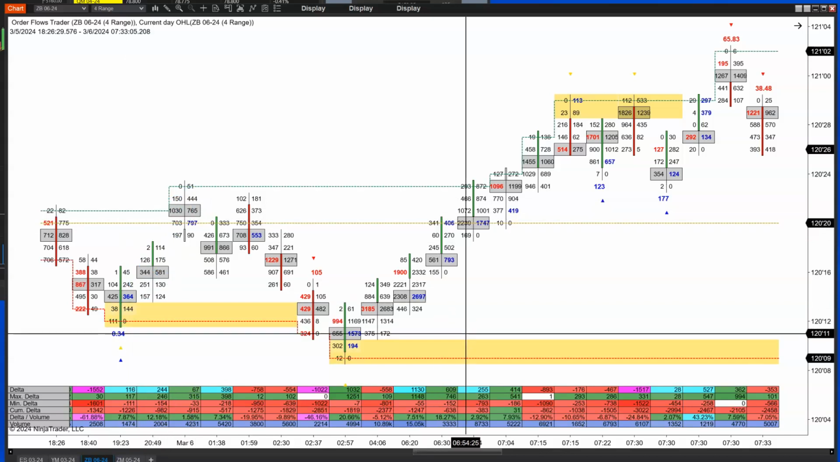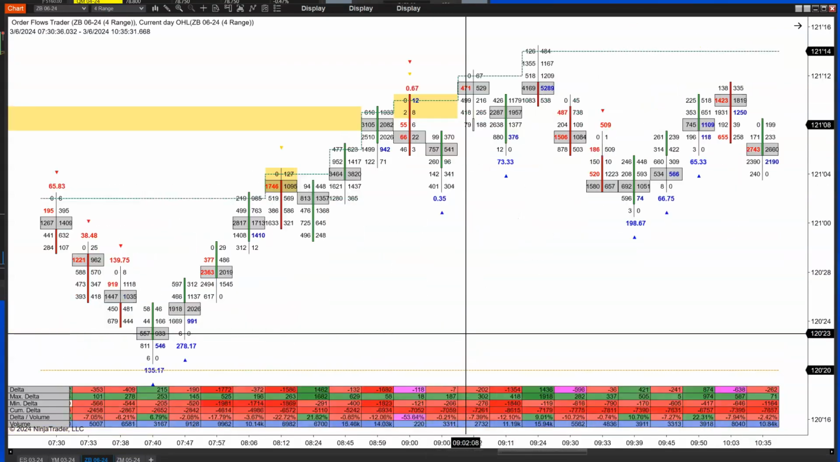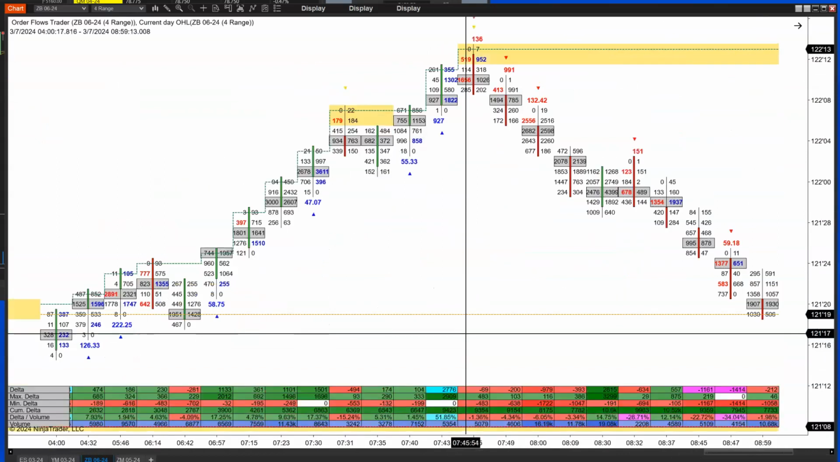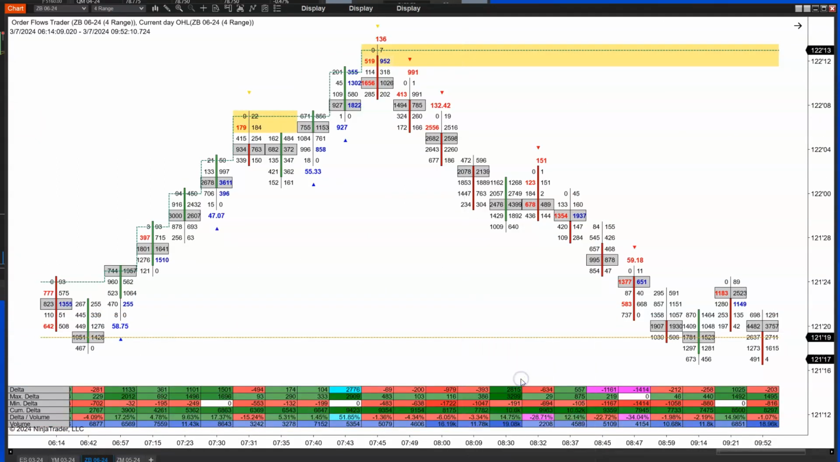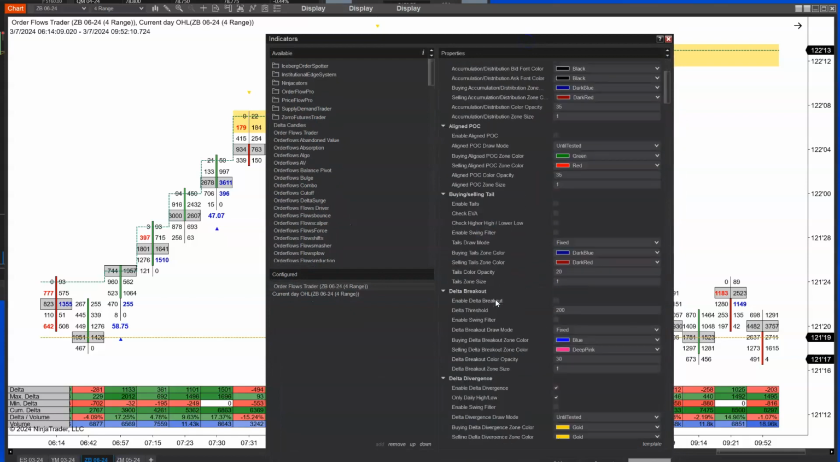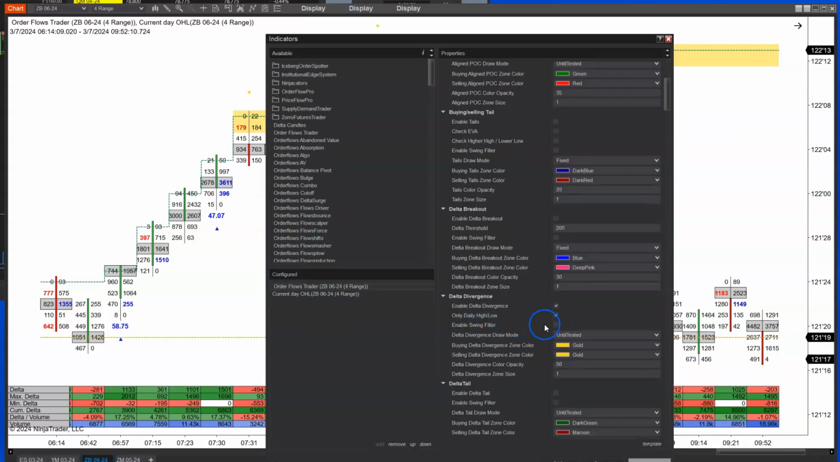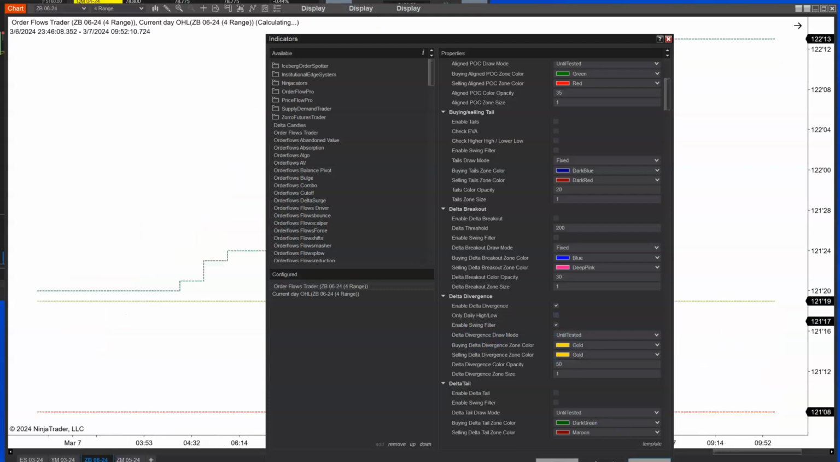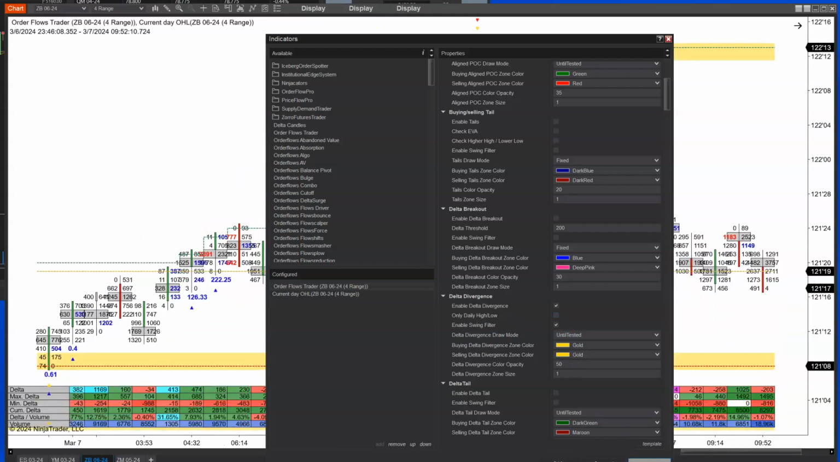Now, what we've done with the new version of Orderflows Trader 7 is we've given you now the ability to look at swing highs and swing lows with divergences. Okay, so let's just go here to the delta divergence. I'll enable the swing filter. Okay, I'll disable the daily high and daily low. So now it's going to show me divergences at swing highs and swing lows, as opposed to just at the high of the day and the low of the day.